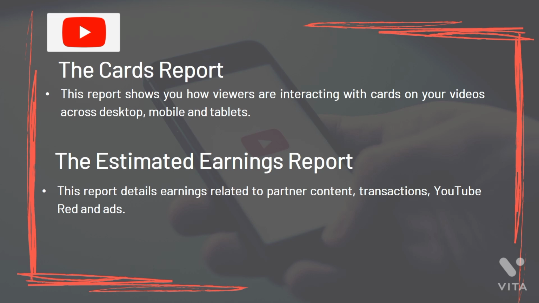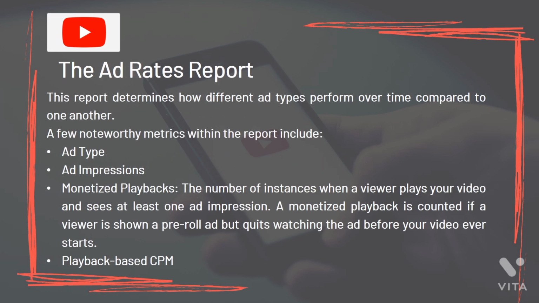The estimated earnings report. This report details earnings related to partner content, transactions, YouTube Red, and ads. The ad rates report. This report determines how different ad types perform over time compared to one another. A few noteworthy metrics within the report include ad type, ad impressions, monetized playbacks, the number of instances when a viewer plays your video and sees at least one ad impression. A monetized playback is counted if a viewer is shown a pre-roll ad but quits watching the ad before your video ever starts.